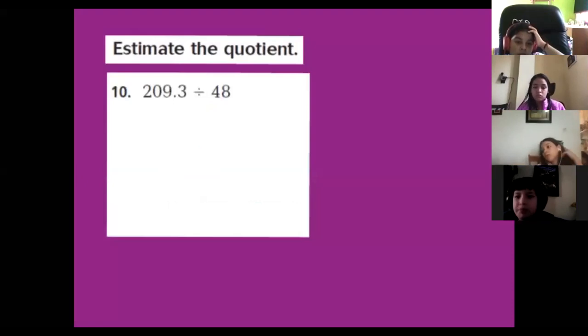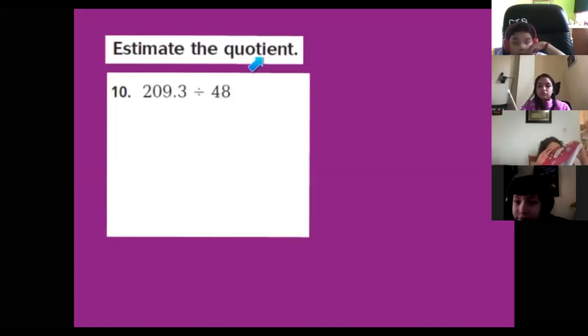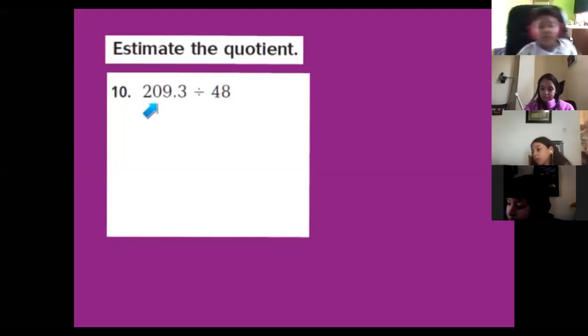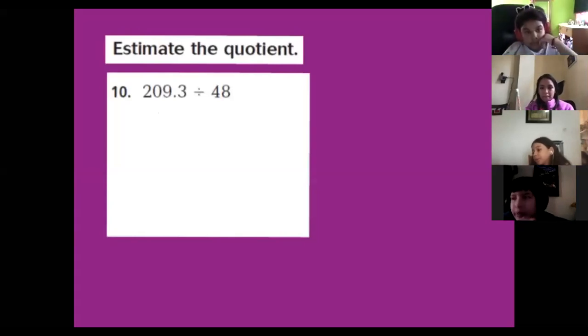Now, let's take a look at question number 10 together. Once again, our job is to estimate the quotient, and we're going to use compatible numbers to help us do that. For question 10, they give us 209 3/10 divided by 48. I'm going to use compatible numbers, numbers that are close to the numbers that are given, that work well together. I'm going to start by looking at my divisor, which is the number 48.